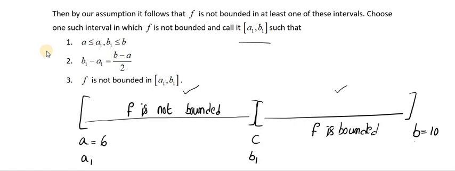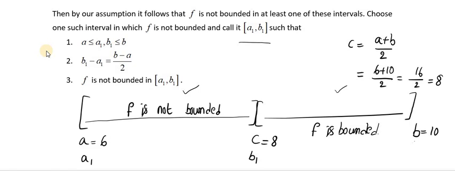C is exactly the midpoint of a and b. So C equal to (a plus b) by 2, so (6 plus 10) by 2, so 16 by 2. That means 8. So the value of C is 8. Now the value of A1 is 6. The value of B1 is 8, because A equal to A1, C equal to B1.